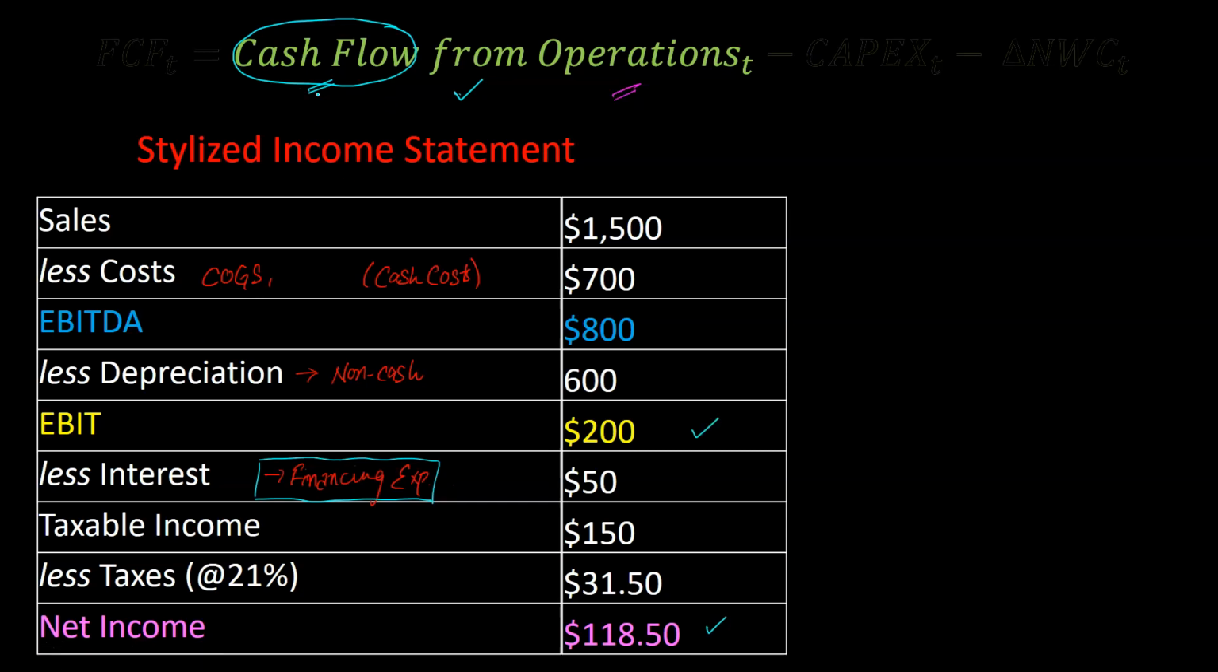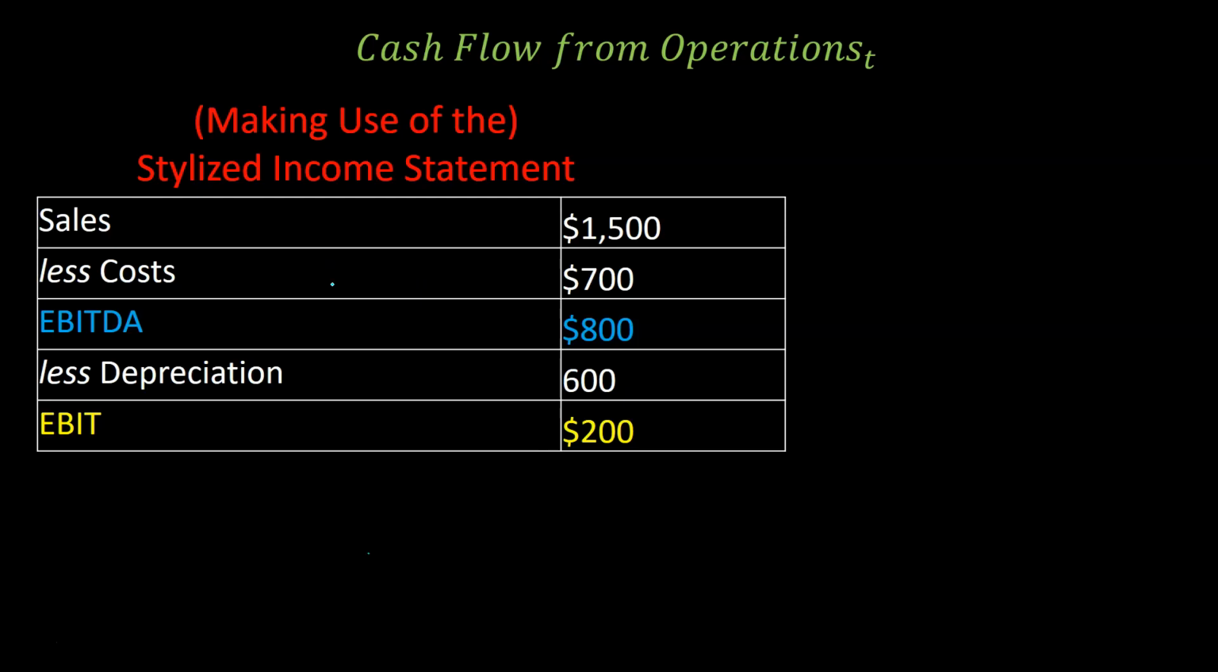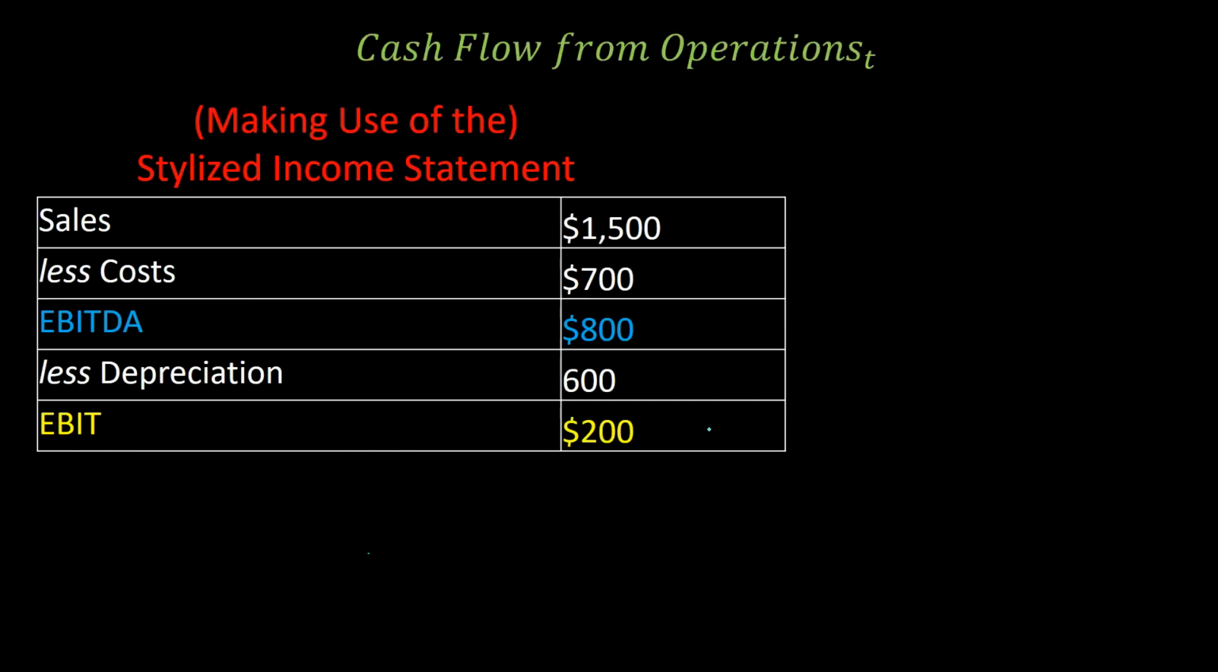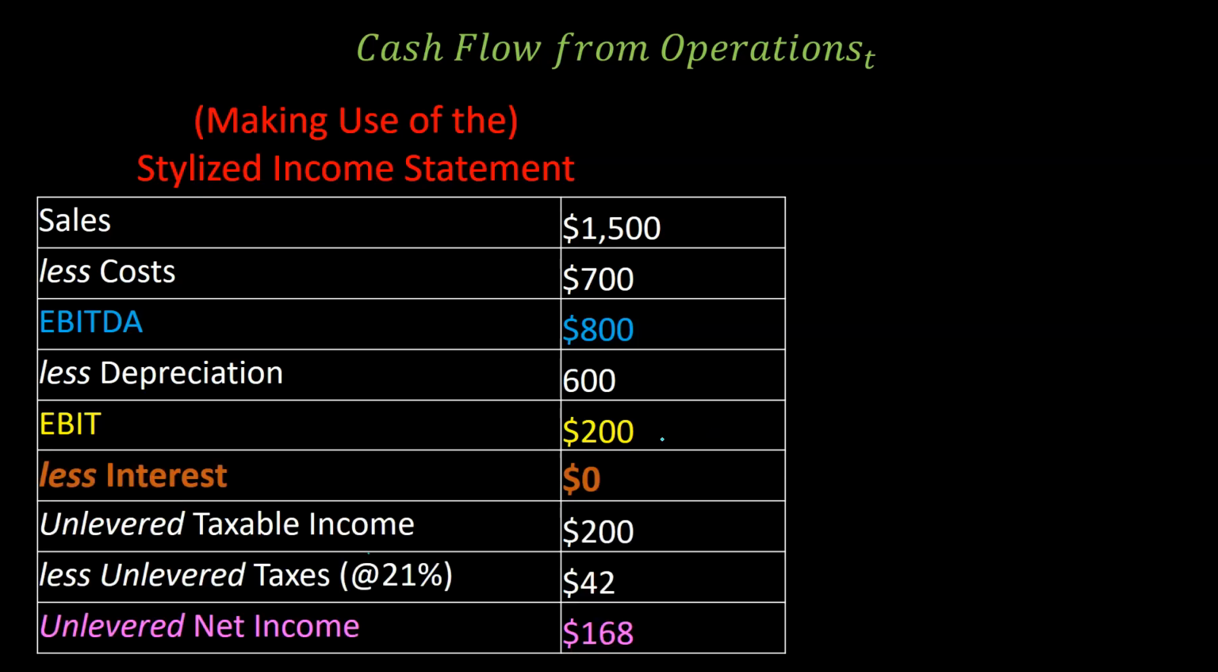So, in order to measure our cash flow from operations, we basically work off of this income statement, but we reorganize it as follows. We basically rewrite all the figures up until EBIT. They remain the same. So up until here, we have earnings before interest and taxes of $200. That's all fine. That's basically what we had originally. However, now we're going to pretend as if there is no interest expense. In other words, let's assume that there is no debt.